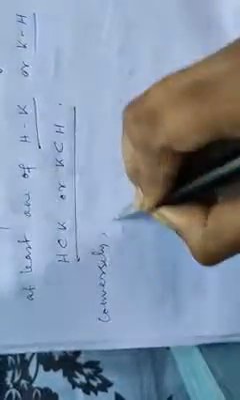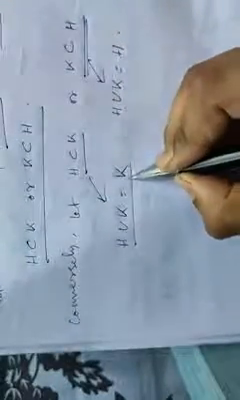Conversely, let H be a subset of K or K be a subset of H. Now if H is a subset of K, then what will be the value of H union K? It will be K. And if K is a subset of H, the value of H union K will be H. Now in any case, if this is true, then K is a subgroup, so H union K is also a subgroup. And if this is true, then H is a subgroup, so H union K is also a subgroup. So in any case, H union K is a subgroup of G.